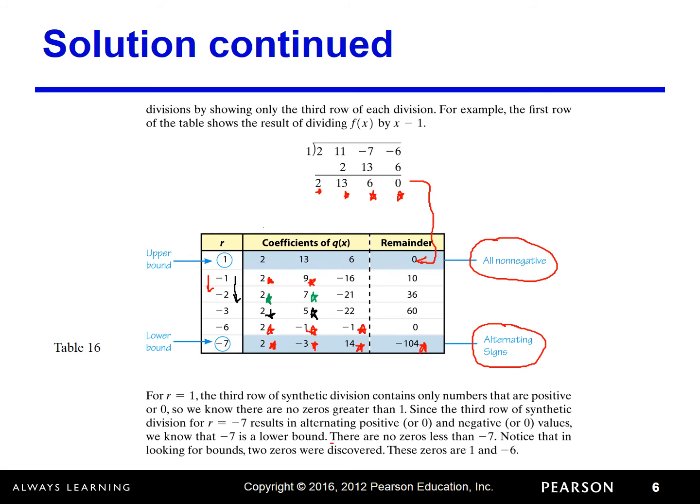So we conclude that there are no zeros less than -7. In other words, -7 is a lower bound on the zeros, however many or few there are for this function f of x. Notice that in looking for bounds, 2 zeros were discovered. These zeros are 1 and -6, because we had the 0 remainder. The division went evenly for those two numbers.